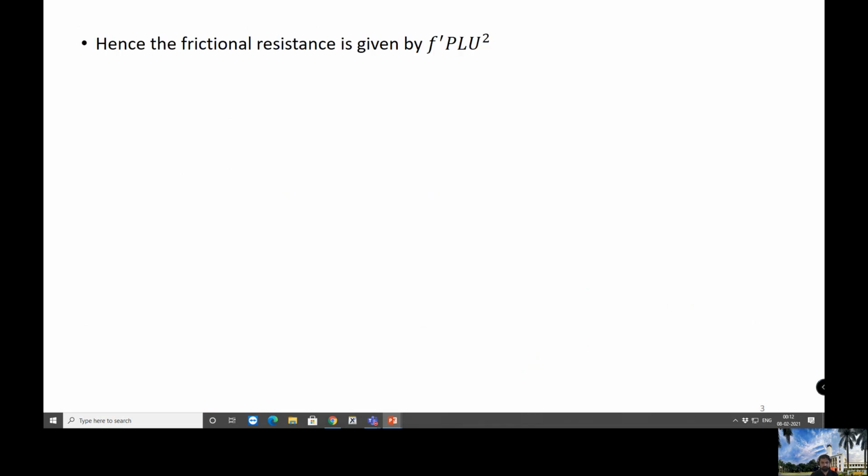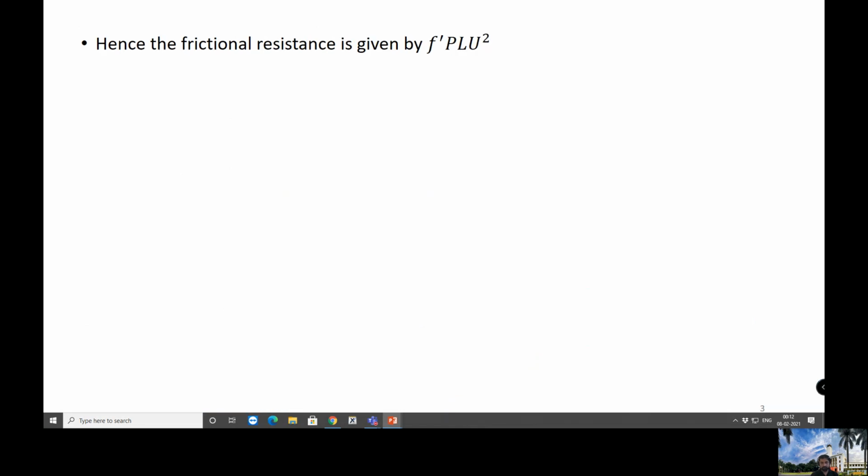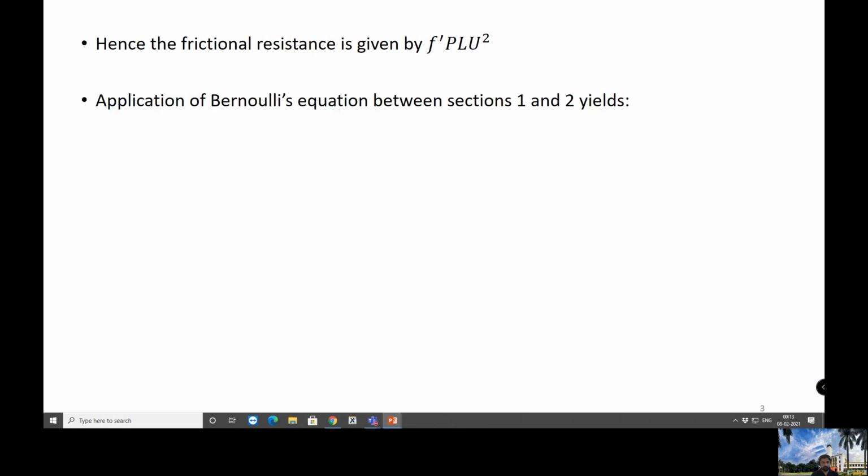So therefore the frictional resistance can be written as, since this is proportional to L, P and U to the power 2, the frictional resistance is given by F dash, which is a constant, multiplied by the wetted perimeter, multiplied by the length, multiplied by U square, for commercial pipes having a turbulent flow.